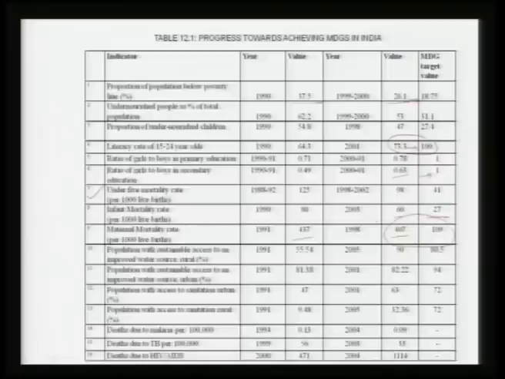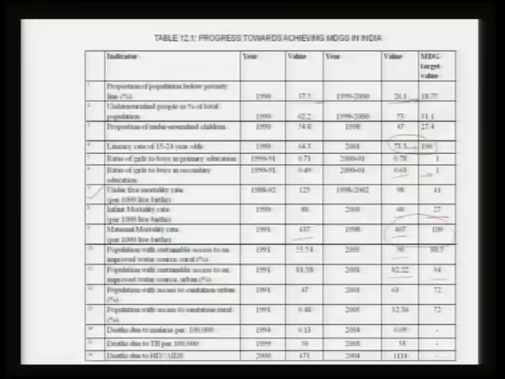Then population with sustainable access to improved water source, we seem to be having a good record of this. In 2005, 90% population had access to improved water source and the goal was only 80.5. Then population with sustainable access to an improved water source in urban areas, in 2001 82.22% had access, this has to be raised to 94.